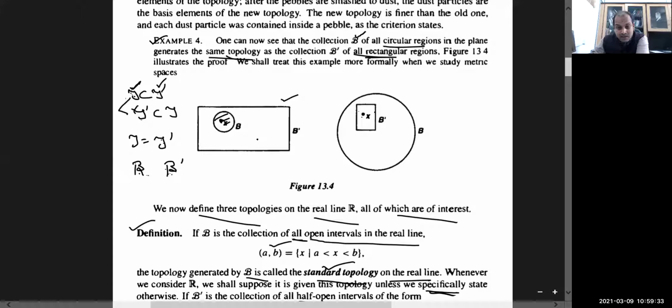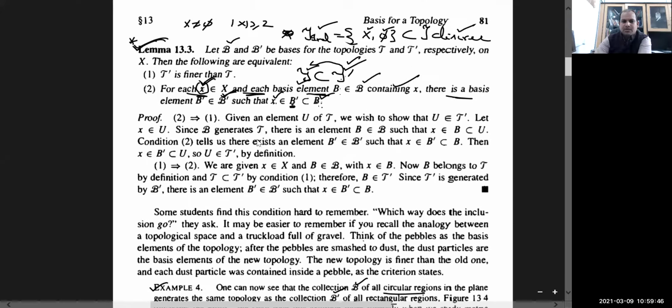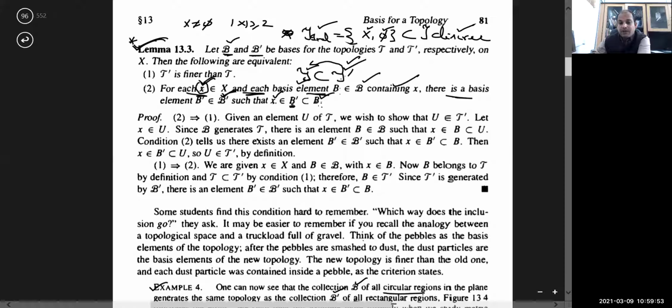Remember that these are the bases given to you, not the topologies. These are the bases given to us. And whenever a basis is given to us and using the basis you want to compare which topology is finer and which one is coarser, you have to apply this theorem. You have to apply this result, because this is the result which will be used to compare the topologies.